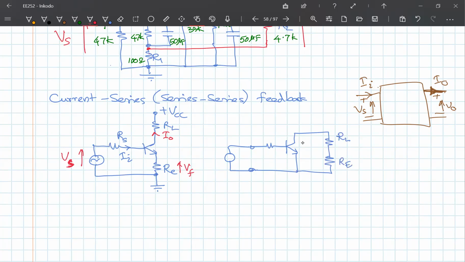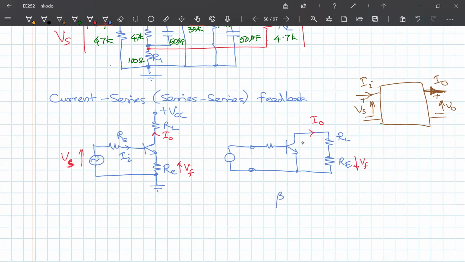And what is the output? This is my out, I out. And what is the VF? Again, VF is the voltage across this, but in this case, it's in that direction. In that direction, I have that. So this is my VF. Okay. So what I will have is a negative value.